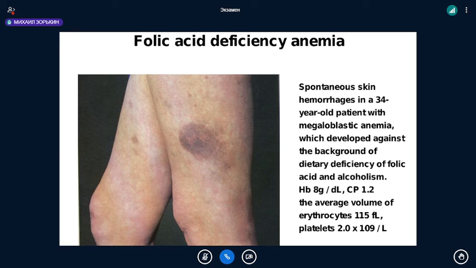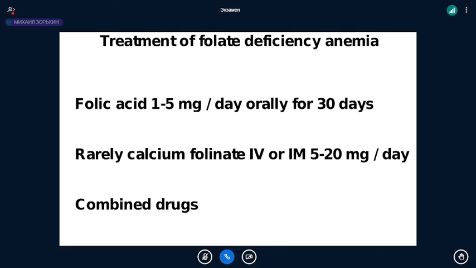So that's it. Spontaneous skin hemorrhages with the megaloblastic anemia. Dietary insufficiency of folic acid and alcoholism. The treatment of folate deficiency is folic acid every day, 1 up to 5 mg during approximately 1 month. Usually, calcium folinate intravenously or intramuscularly, or maybe combined drugs.